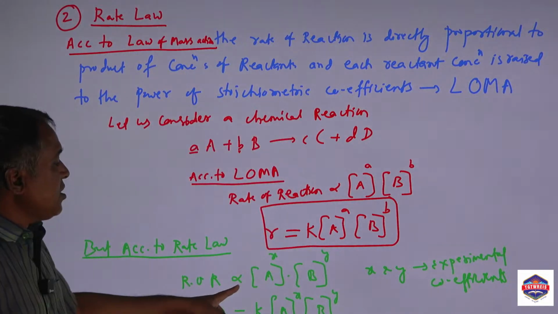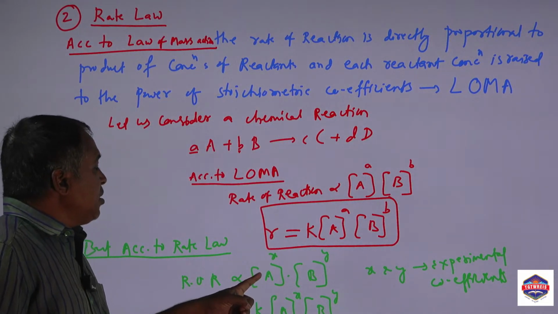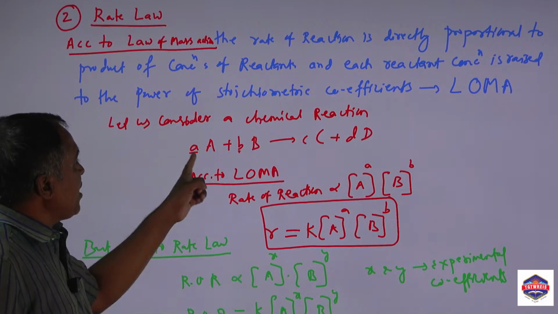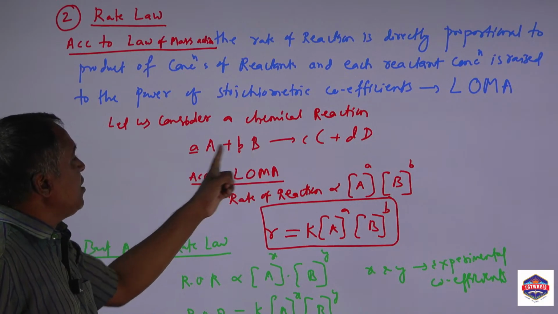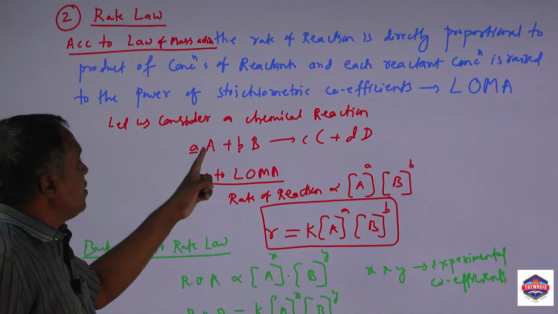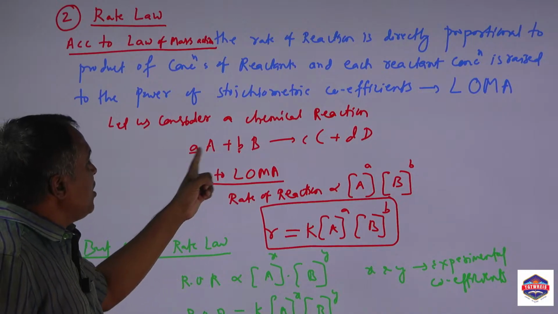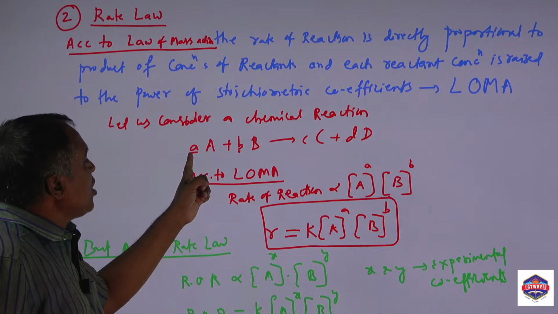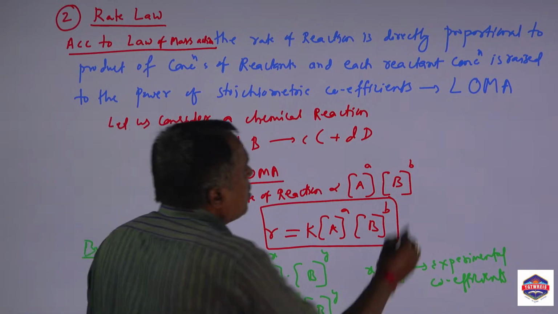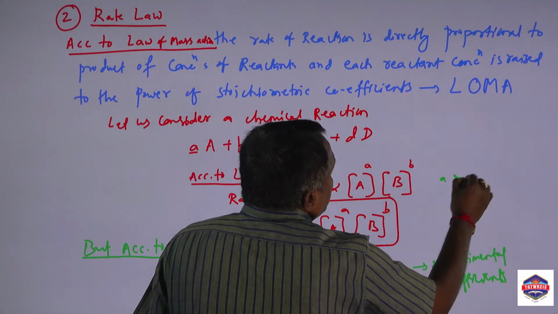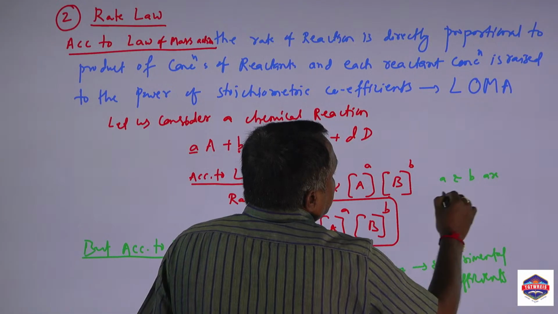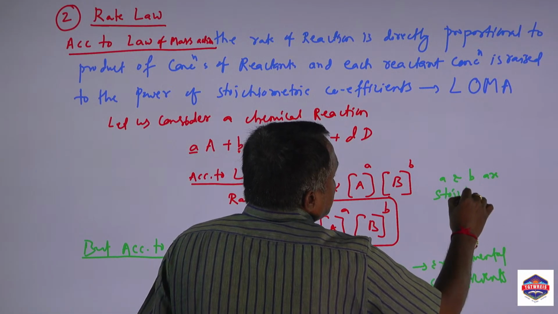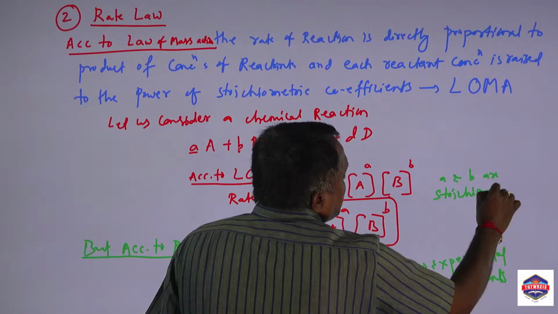Rate of reaction is directly proportional to the product of concentrations of each reactant. Here, A and B are the reactants, and small a and small b are the stoichiometric coefficients.